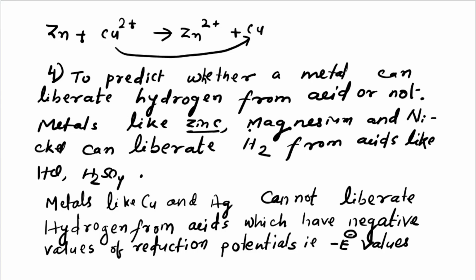But metals like copper and silver cannot liberate hydrogen from acid, because they have a negative value of reduction potential. Here, negative values of reduction potential are the reason they cannot liberate hydrogen.